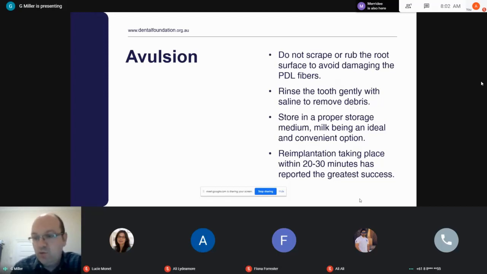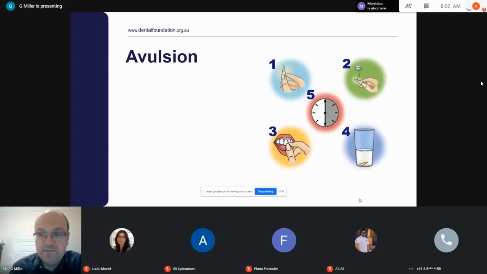Milk is an ideal storage option, and reimplantation within 20 to 30 minutes has great success. Reimplantation beyond 60 minutes has a lowered success, but reimplantation is, generally speaking, the option of choice. It is very, very rare that we recommend to not reimplant an adult tooth, even beyond 60 minutes.